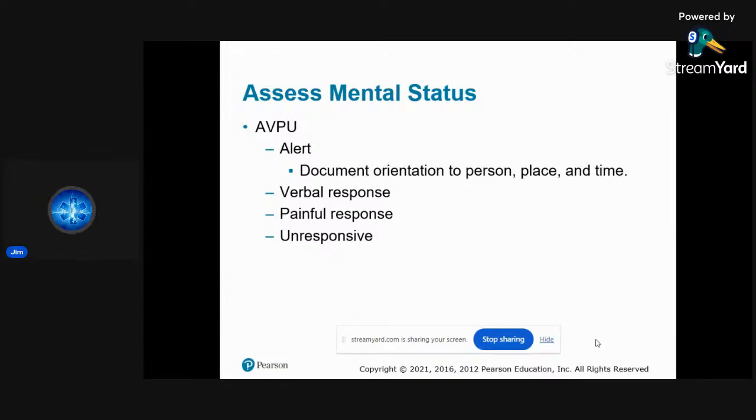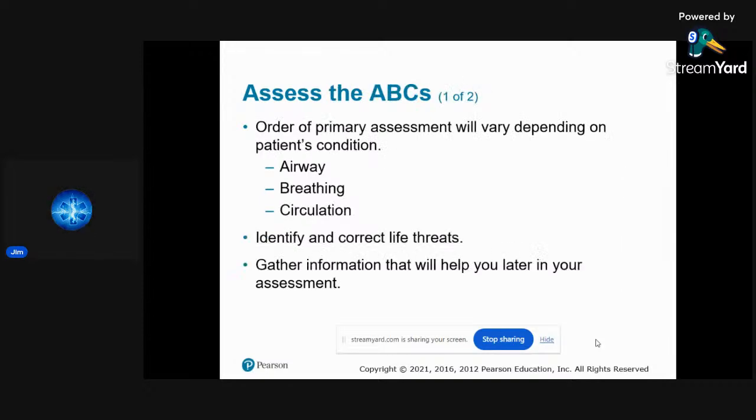So if they're not awake, but we go talk to them, like, hey, you, and they open their eyes, we list their mental status as verbal response. If they don't open their eyes when we say, hey, you, and we give a little tug on the shoulder or pinch their ears, whatever, and they open their eyes, we call that a painful response. So they respond to painful stimuli. And if they don't respond to any of those, they will be classified as unresponsive. Once we've assessed their mental status, the next step is assessing their ABCs.